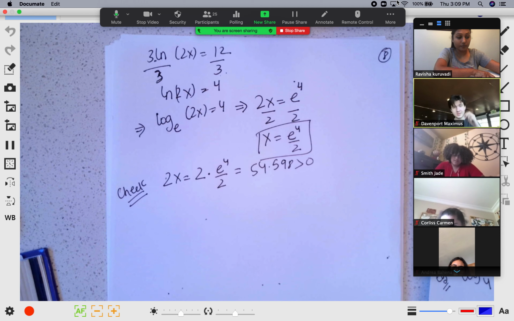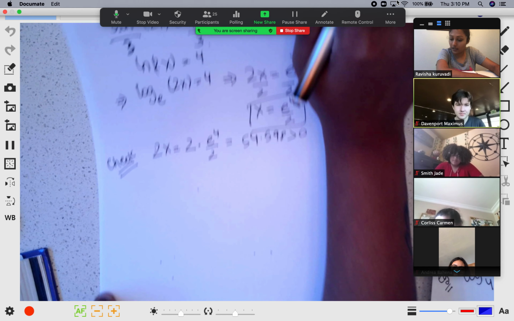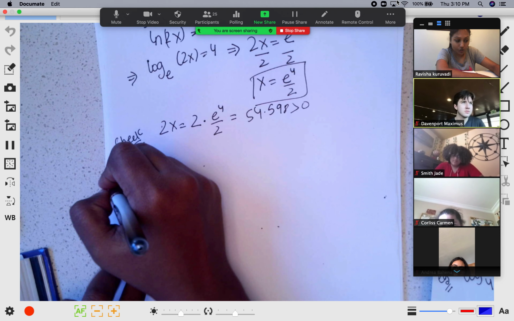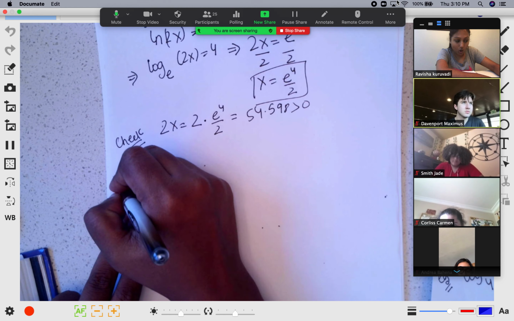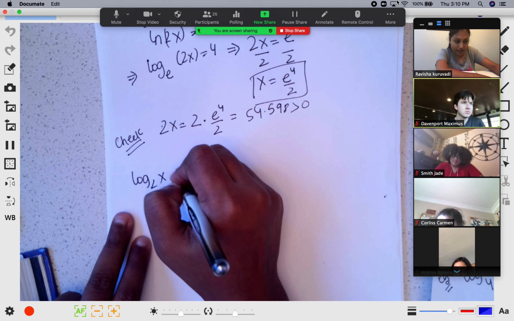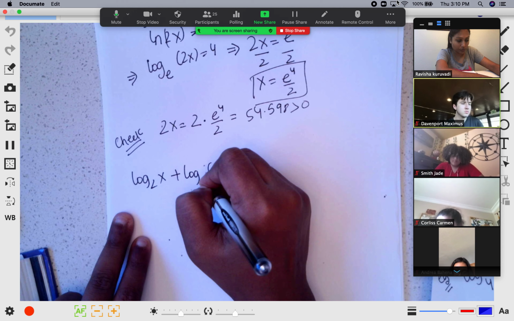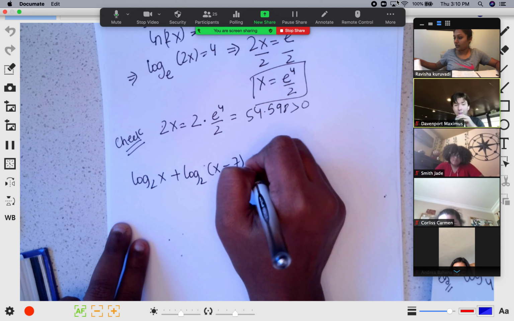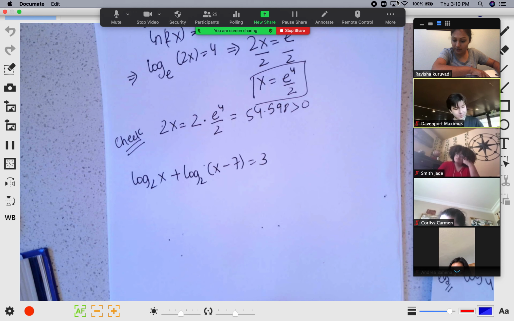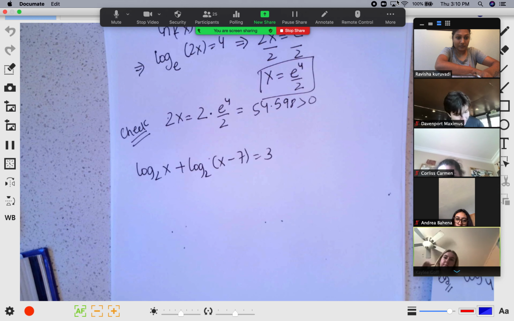Okay. One more question I want to do. You are given log 2x plus log 2x minus 7 is equal to 3. You need to solve this thing. Okay. Kaylee? Yes. Okay, Kelly, let's see this one. How do you do this?